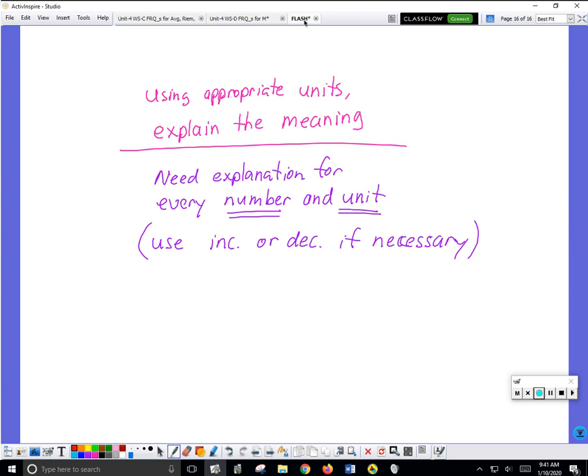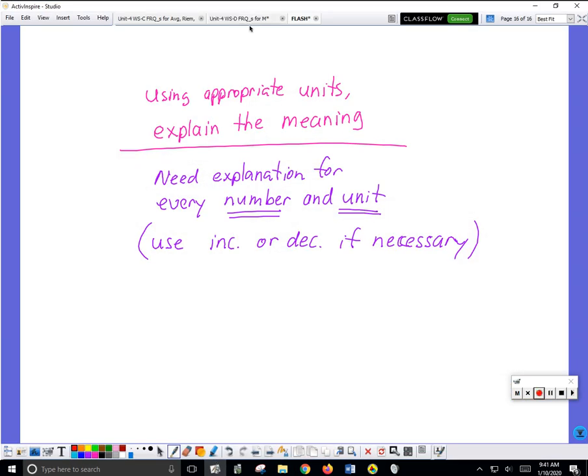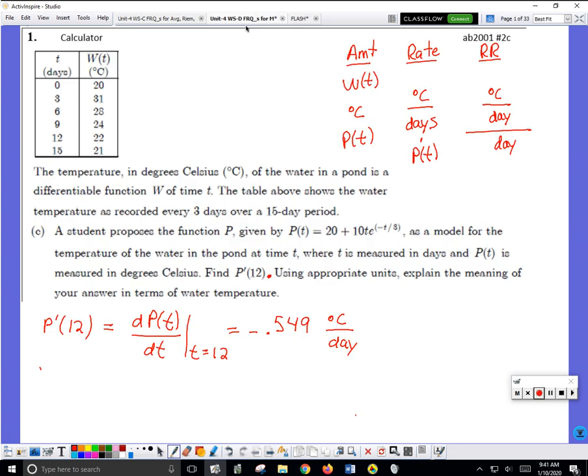Okay, so back to here. Here's how I'm going to explain. The question is asking me to explain the meaning of my answer. So this is your answer. Look, remember this was part of what you had to write. So you're looking at this and trying to come up with words that describe this. So here's what I would write. What does all this mean? My answer is telling me that the temperature of the water.